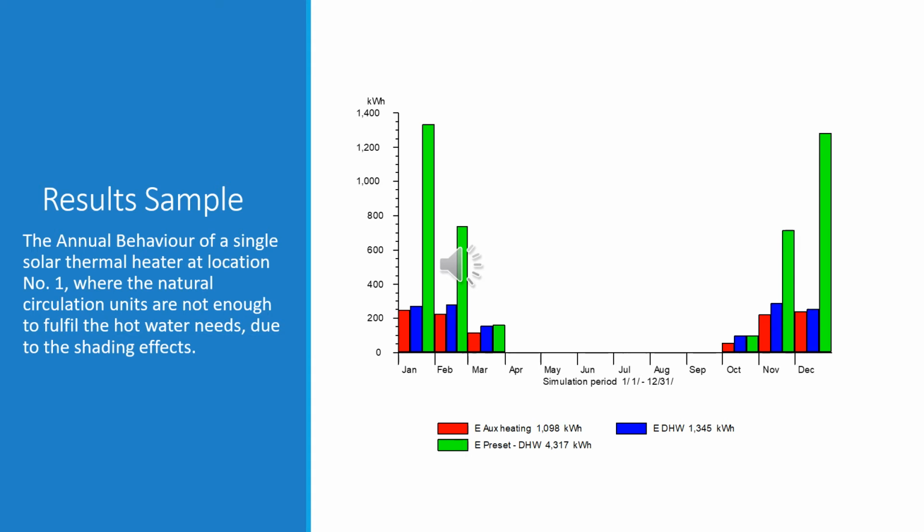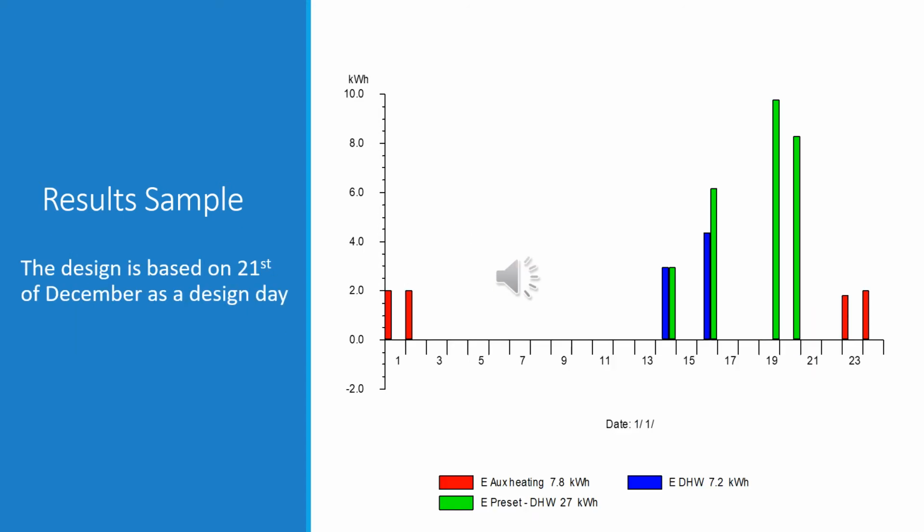So the behavior of the solar water heater reveals that one solar water heater is not enough to fulfill the hot water needs. Next, we can see the same simulation results.